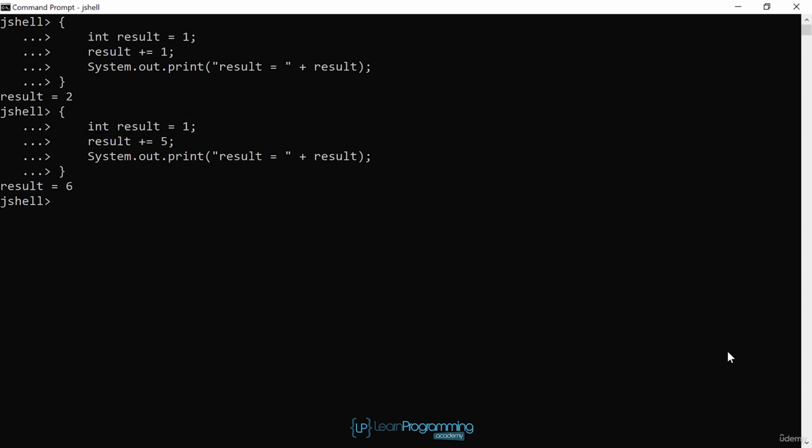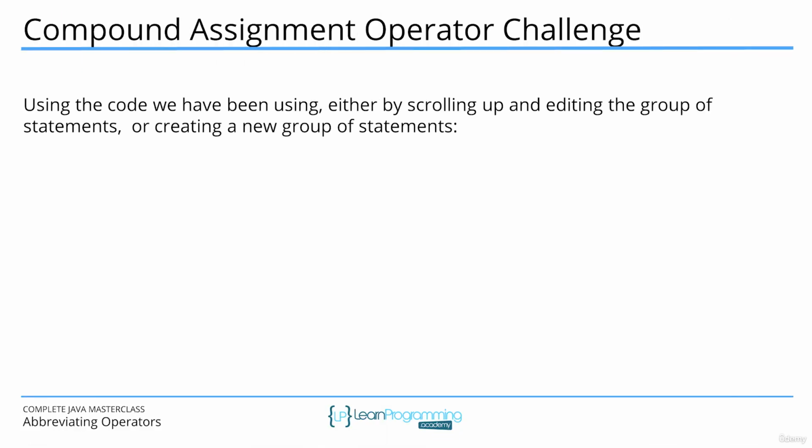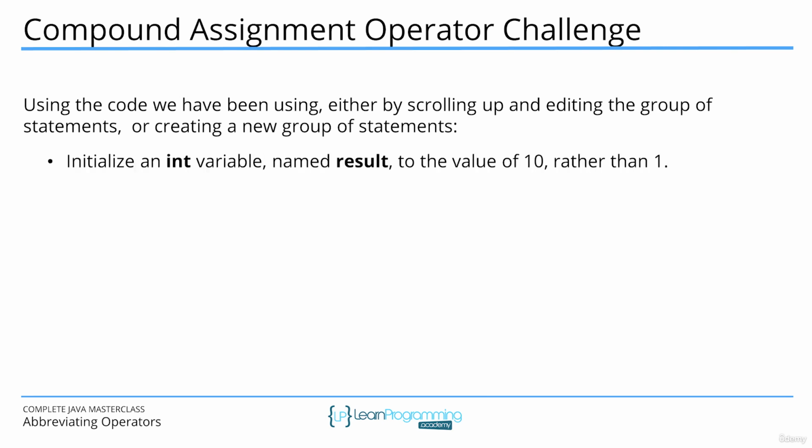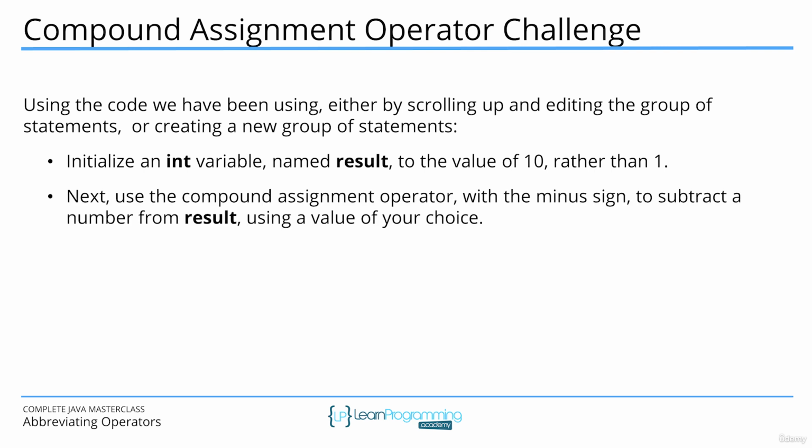So let's make this a little more interesting and give you a challenge. Using the code we have been using, either by scrolling up and editing the group of statements or creating a new group of statements, initialize an int variable named result to the value of 10 rather than 1. Next, use the compound assignment operator with the minus sign to subtract a number from result using a value of your choice. Print the result out using the System.out.print statement. Pause the video now and give that a try on your own. When you're done, start the video again and I'll see you when you get back.